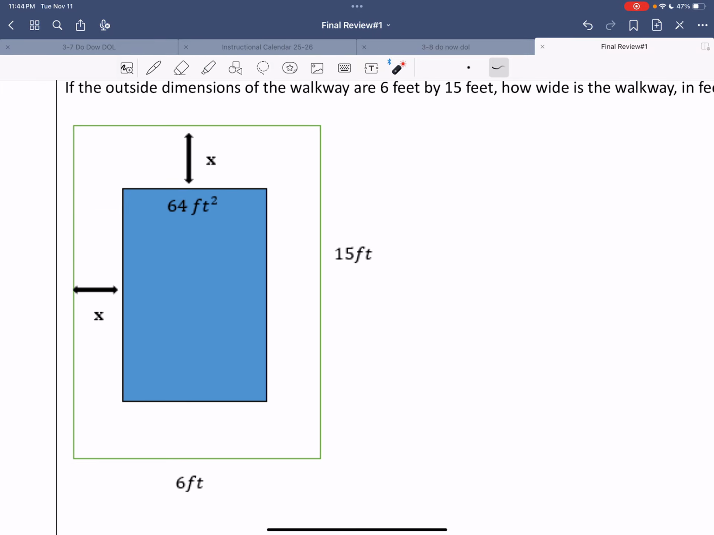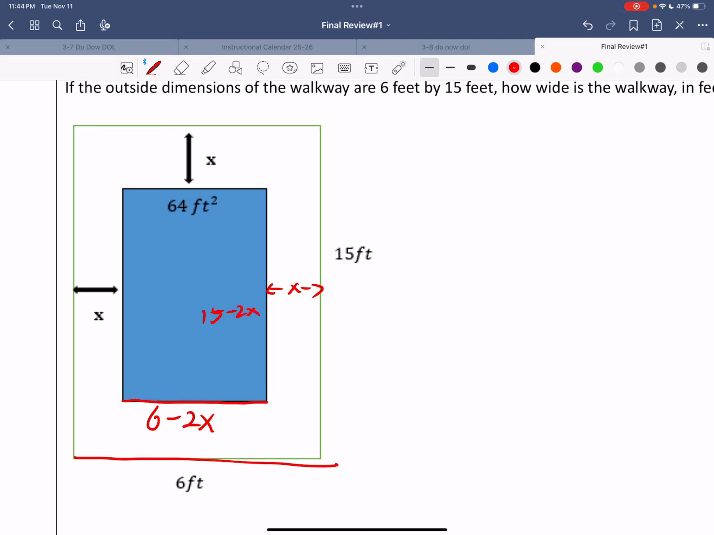But what I can tell is this one is 6 feet. So here to here is a 6. Therefore, here to here is going to be 6 minus 2x. The reason that I'm saying 2x is a 6 minus x and another x. Okay. Same thing for here. This entire thing is a 15. And I can get rid of one of the x's, the other x. I can get rid of this portion. So it's going to be 15 minus 2x.